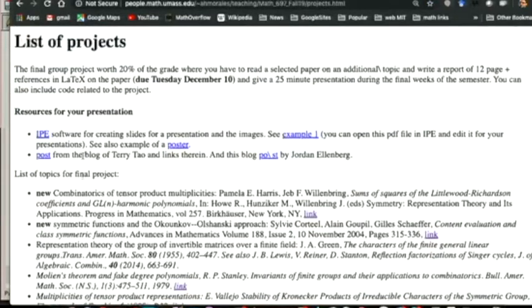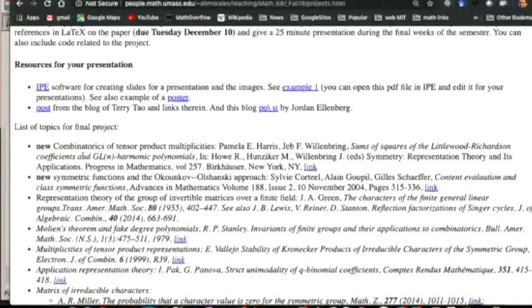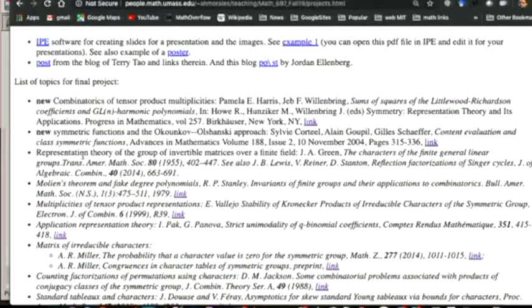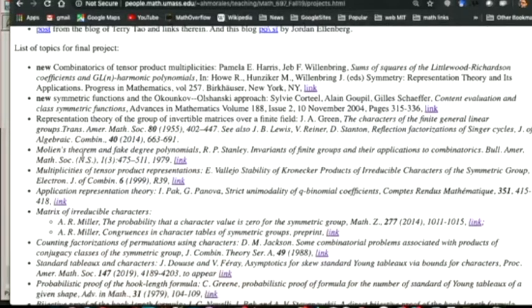Okay, in this lecture I want to talk about the topics of the projects so that you can see what you want to choose. So I'll go through this list and maybe make some notes. I added two new papers, the ones that are labeled new. Okay, so let's talk about the first one.